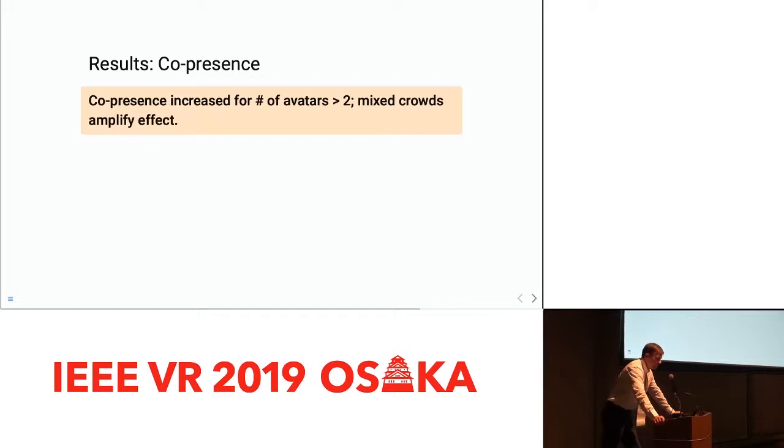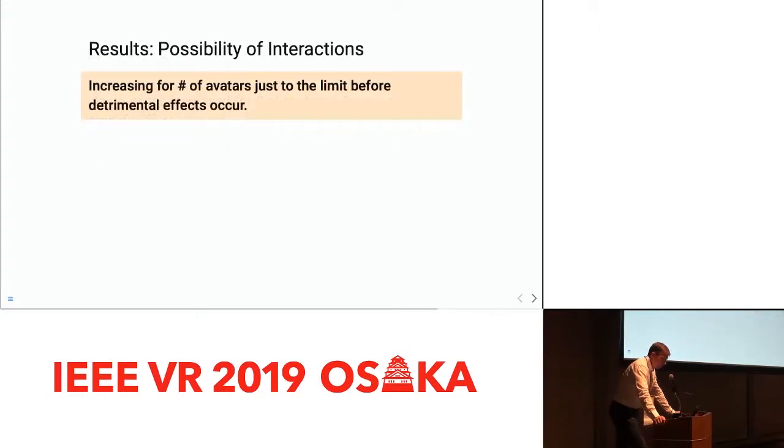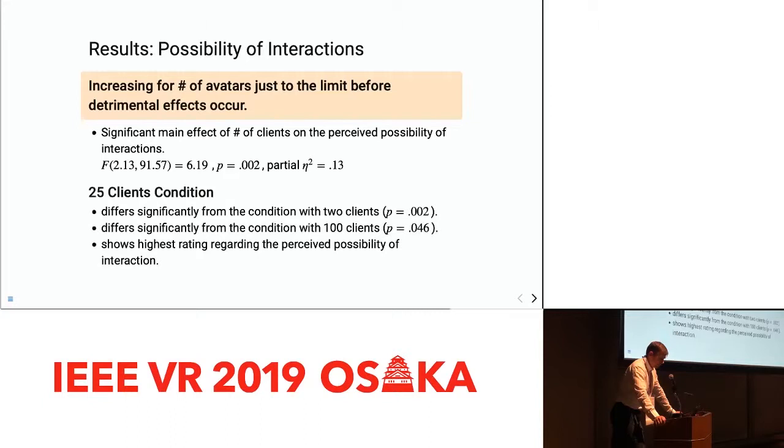The co-presence increased for the number of avatars greater than 2, and the mixed crowd had an interaction effect. They amplified the whole thing if we had a mixed crowd, realistic and non-realistic avatars. Again, statistics, I spare you. Increasing the number of avatars just to the limit from before, then detrimental effects occurred. Again, that was also statistically valid, as we can see here.